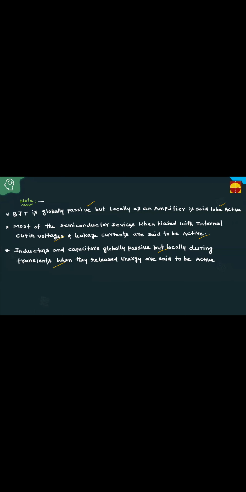Because the inductor is storing and releasing energy, and during releasing it delivers the energy, and the capacitor is discharging the energy. In that case, it is treated as active. But globally, it is a passive element. Even BJT is globally passive; as an amplifier, it is active. Most semiconductor devices with cut-in voltage are also active elements. Like this, you have to identify the type of element, active or passive.